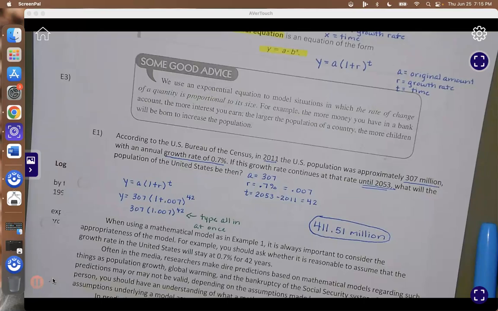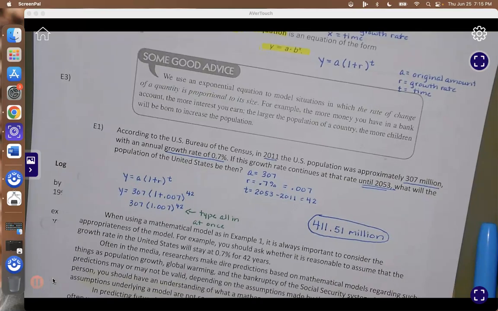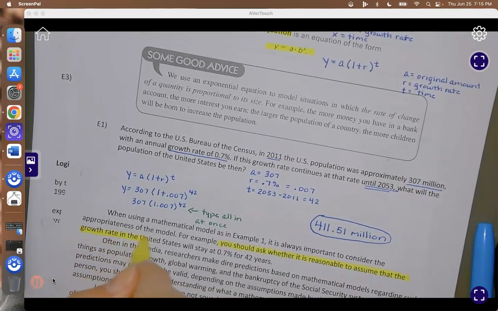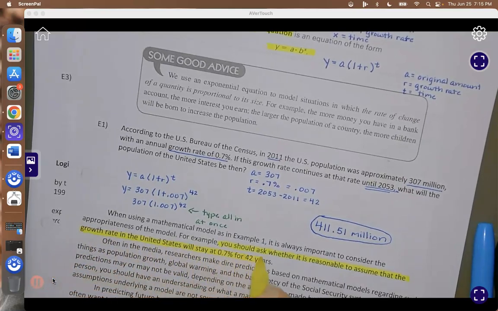Okay. Now, when using a mathematical model as in example 1, it's also important to consider the appropriateness of the model. For example, you should ask whether it's reasonable to assume that the growth rate in the United States will stay at 0.7% for 42 years. No, because we'll have all kinds of things that will either make the growth rate larger, or will make the growth rate slow down.